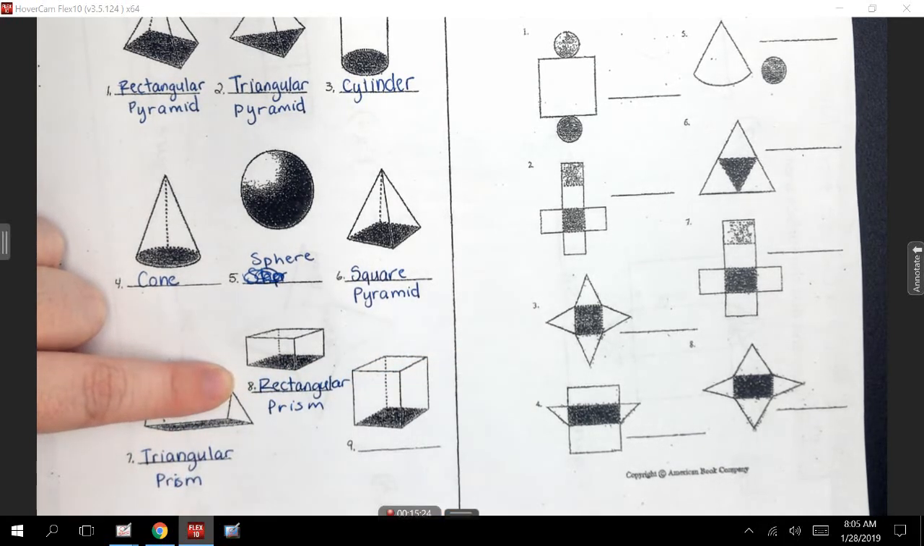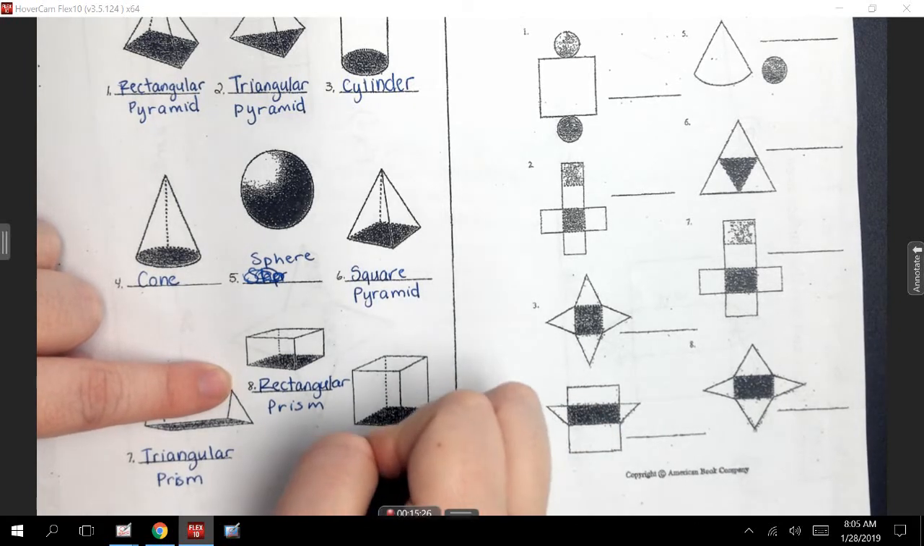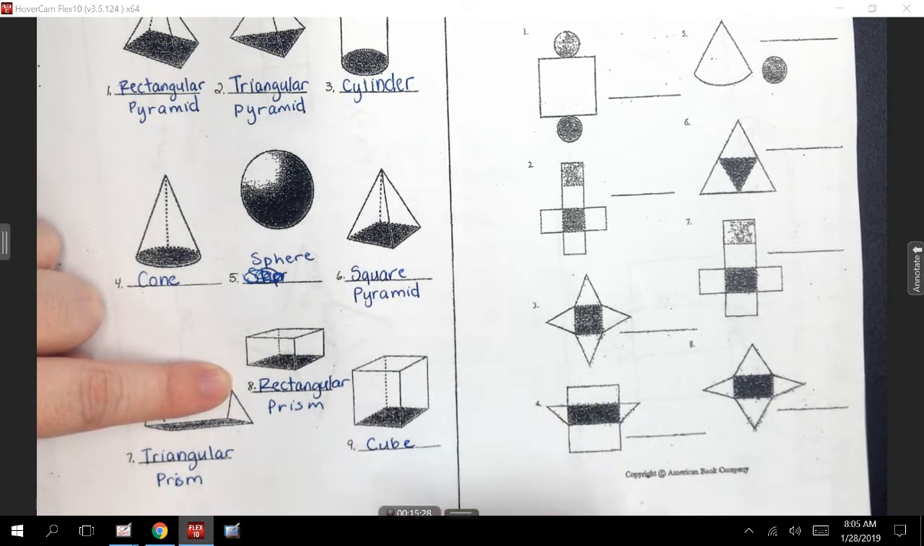And then what is number 9 going to be called? Ian? Cube. A cube. All right.